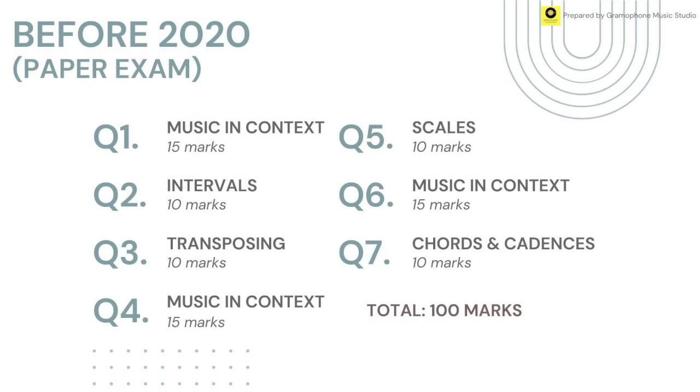Now, let's look at an overview of the paper-based exam before 2020. Question 1 would be music in context, 15 marks. The second question, intervals, 10 marks. The third question, transposing, 10 marks. Fourth question, music in context, 15 marks. The fifth question, scales, 10 marks. The sixth question, music in context, 15 marks. And lastly, chords and cadences, 10 marks. Total would be 100 marks.